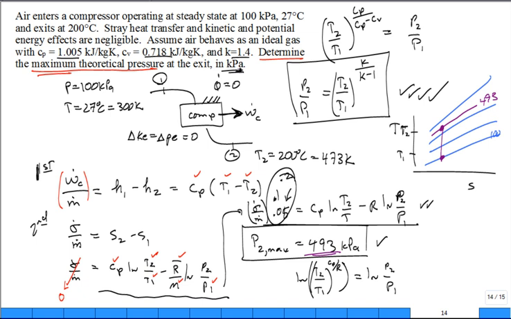If entropy increases, you're going to go along the same temperature, but you're going to be decreasing pressure on the outlet. The compressor is doing just as much work, putting just as much energy into the air. The air is coming out nice and hot and toasty, but it's not coming out at high pressure, not as high as it could have been.